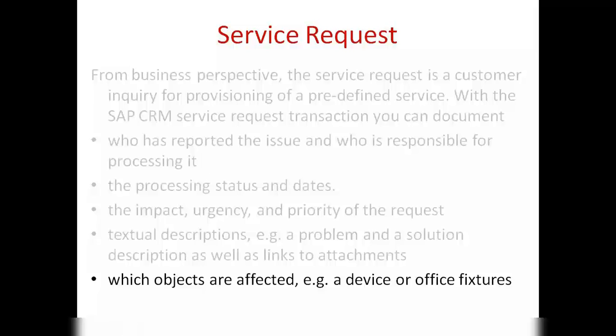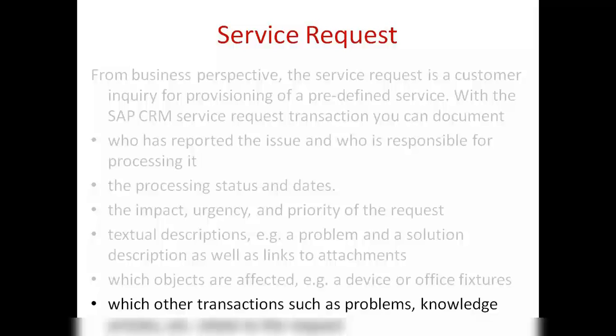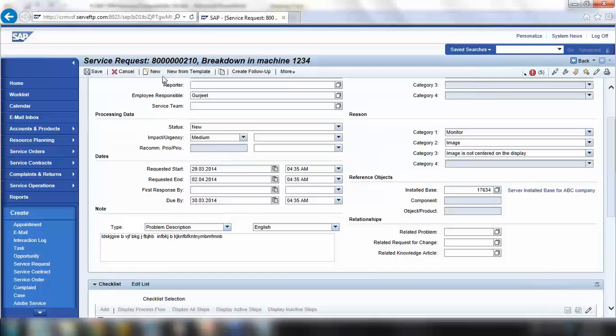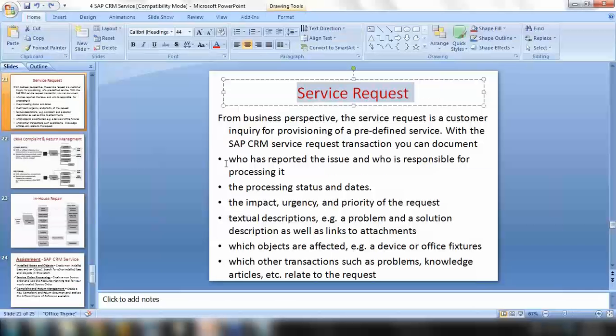As I said, you can link the object or an install base to the service request, and which other transactions such as problem, knowledge articles, etc. are related. So you can link the other objects and other stuff. For example, if I create a new one, you will see that you can link some component, some object like that. You don't need to specially link the install base, you can link only a particular object as well if you want. So this is a service request, and there's just a minor difference between the other one.